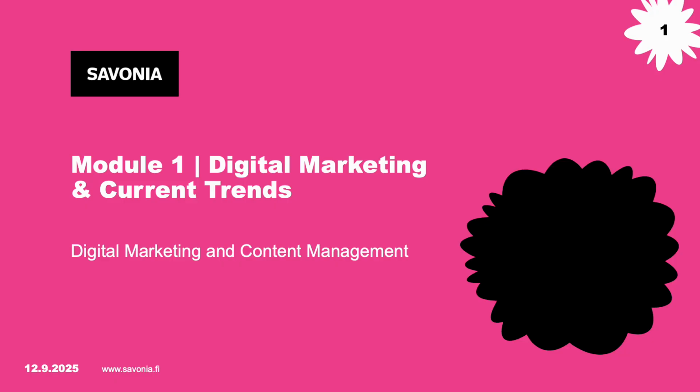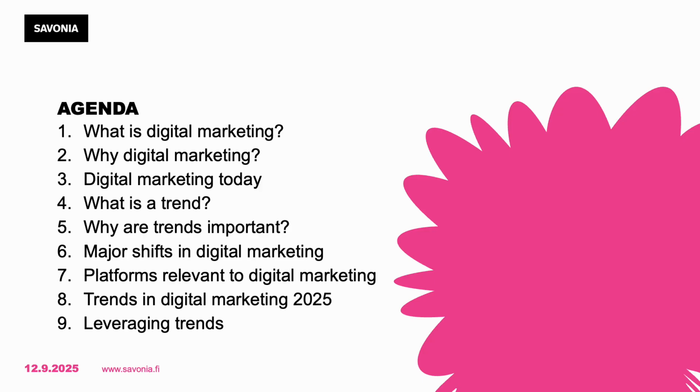Module 1 is going to be all about digital marketing and current trends. In today's agenda, we are going to be covering 9 different elements. First, we're going to start by looking at the definition of digital marketing. Then, we are going to explore why digital marketing. In other words, we're going to understand why digital marketing is relevant today.